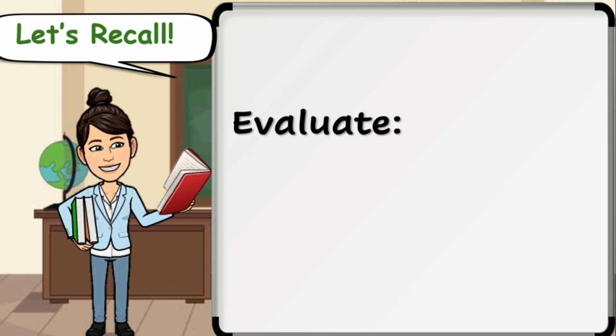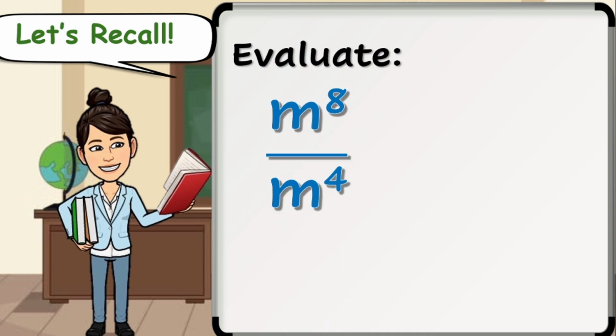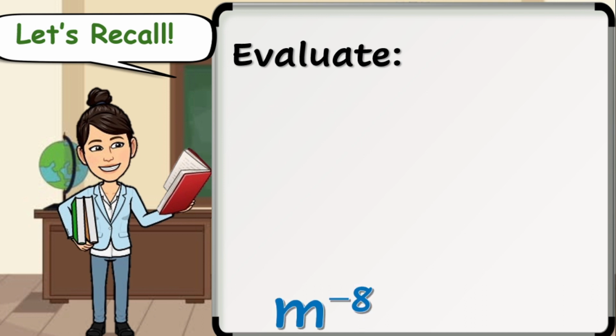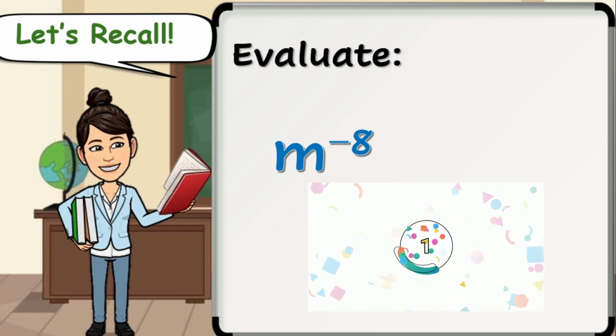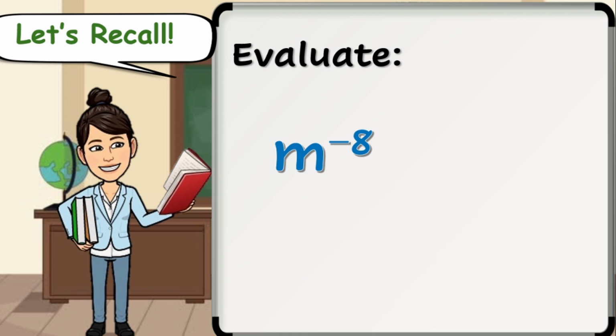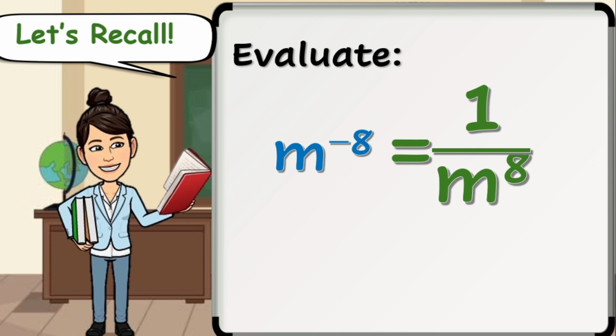Number 3. Evaluate m raised to 8 divided by m raised to 4. Your 5 seconds start now. And the correct answer is m raised to 4. Number 4. Evaluate m raised to negative 8. Your 5 seconds start now. And the correct answer is 1 over m raised to positive 8.